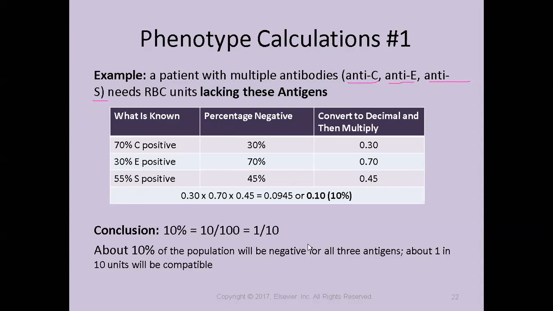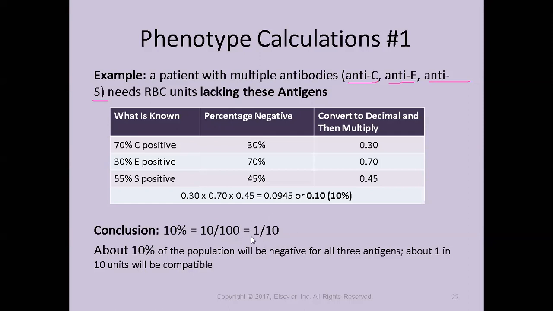Next, we take each one of these decimals, 0.3 multiplied by 0.7 multiplied by 0.45, and what we end up with is 0.0945. This is an estimation, so we could round this to about 0.1, which is the same as 10%. So this is telling us that 10% of the population would meet these needs, being negative for all 3: big C, big E, and big S. Therefore, 10% of the population, if we convert to a fraction, is the same as 10 over 100, and we can reduce that to 1 in 10.